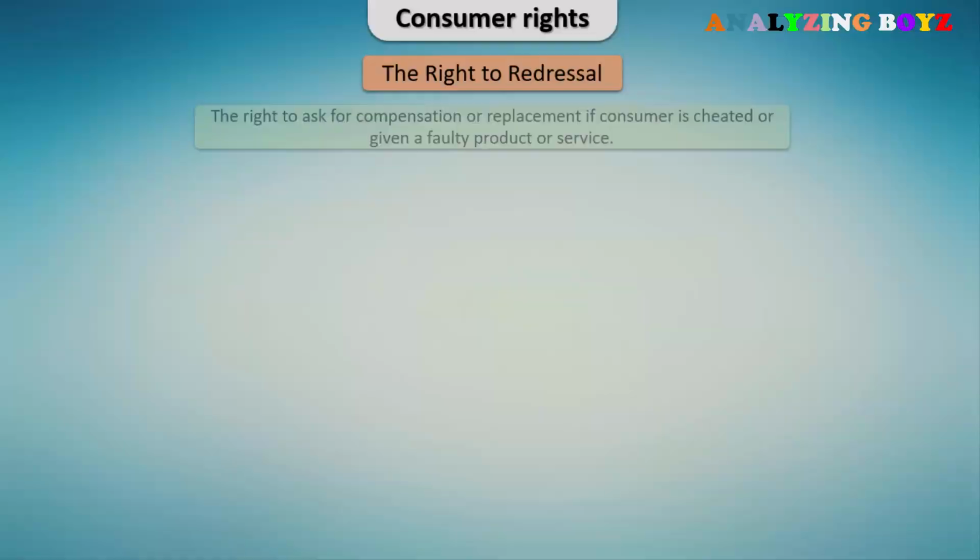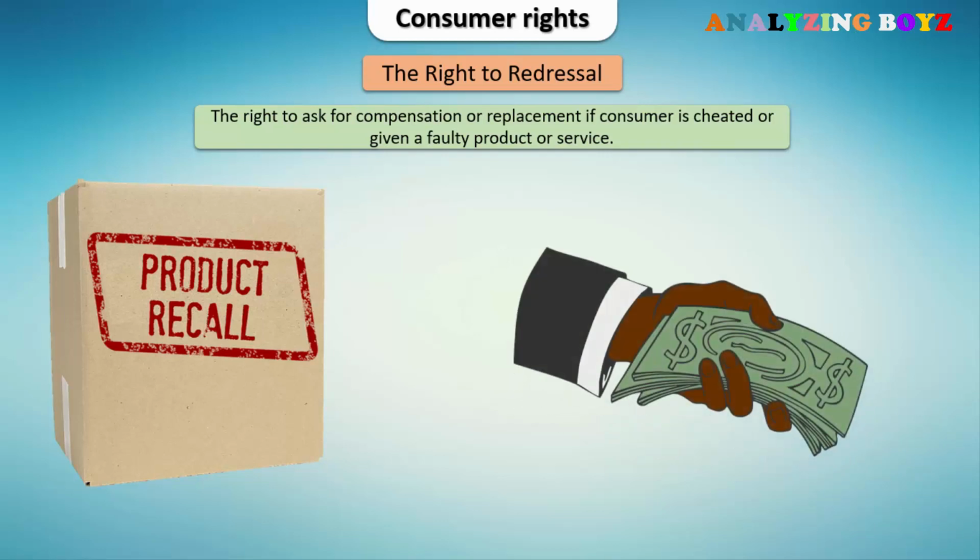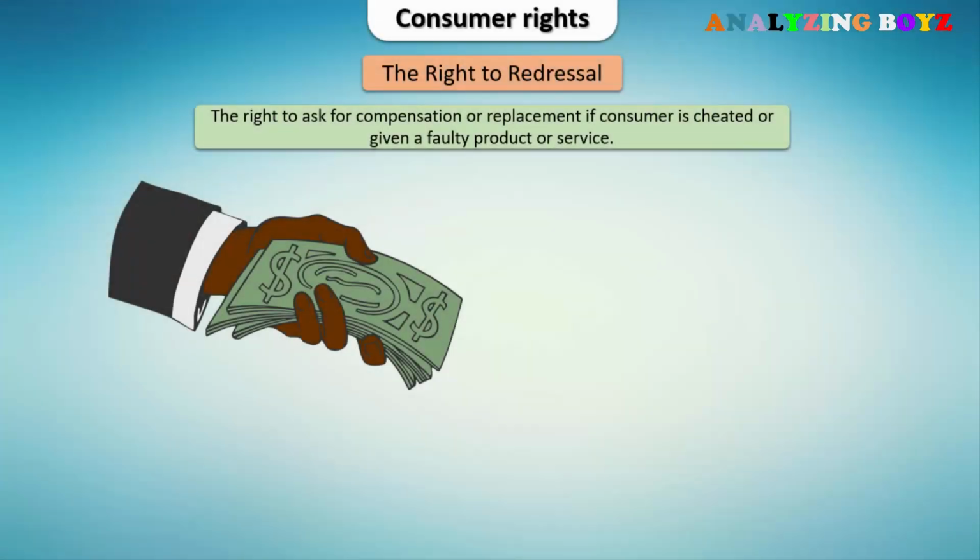As a consumer, Samir has the right to ask for compensation or replacement if he has been cheated or given a faulty product or service. It includes the right to fair settlement when a consumer has a grievance, as in this example, the shopkeeper must refund the money for giving a damaged garment to Samir. If the shopkeeper fails to do so, Samir can approach a consumer grievance cell to register a complaint. This is called the right to redressal.